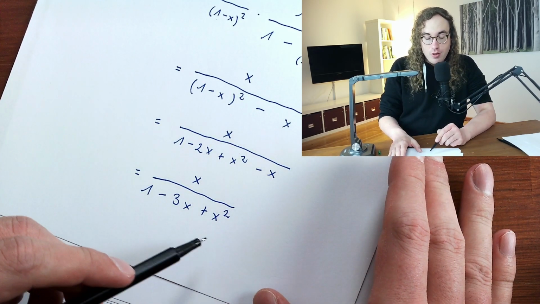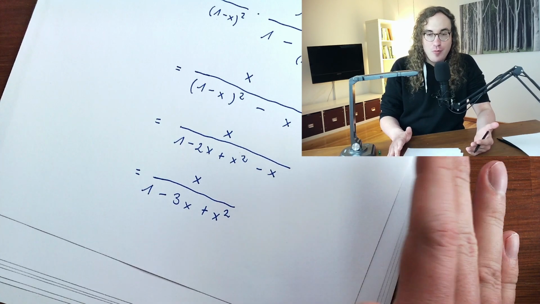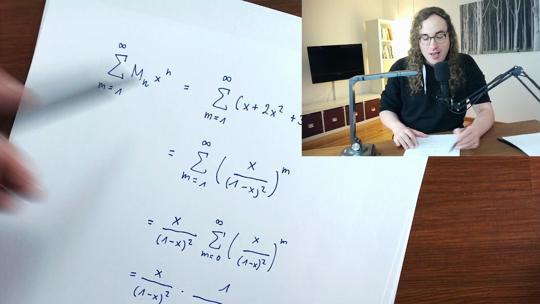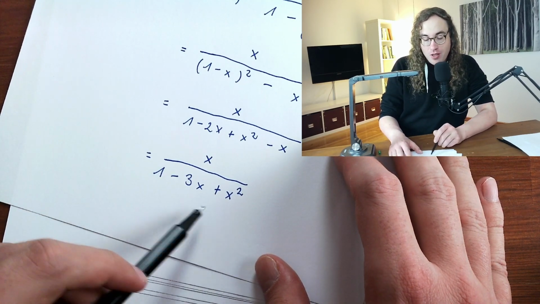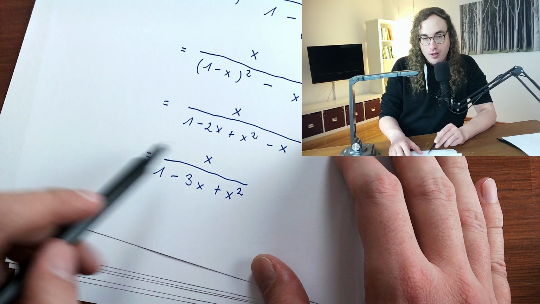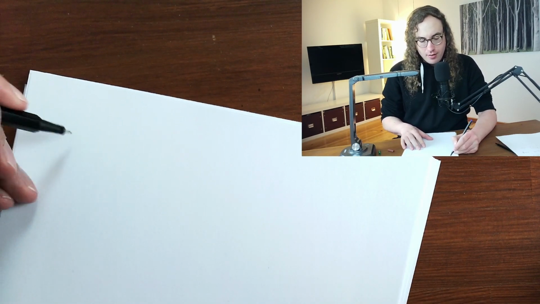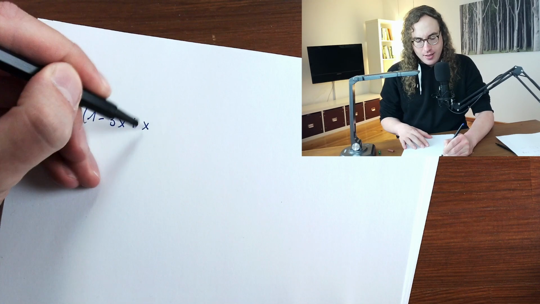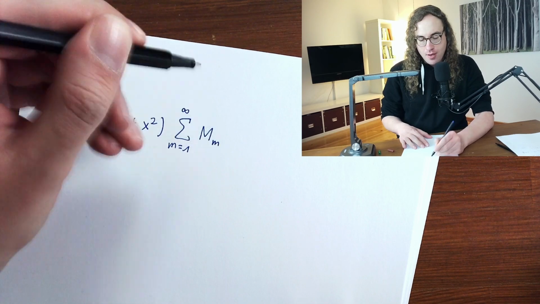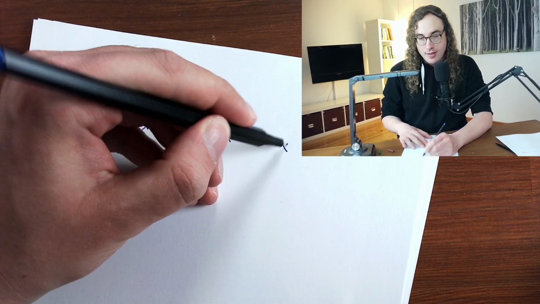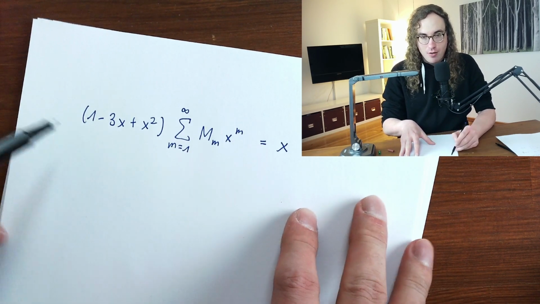Good. So now we somehow need to connect this to the Fibonacci numbers, right? Because this was our observation, that it appears that these mn give the Fibonacci numbers. So how do I do this? Now the main trick is, let's just multiply this identity with this denominator here and then compare coefficients. Okay, I can do that. So I get 1 minus 3x plus x squared times the sum from 1 to infinity of mm times x to the m, and this is the same as x. So this is just what used to be the denominator on the right hand side, now it's on the left hand side.